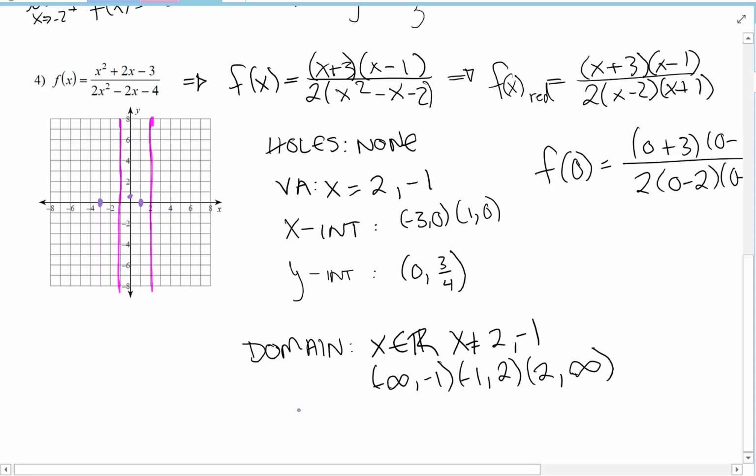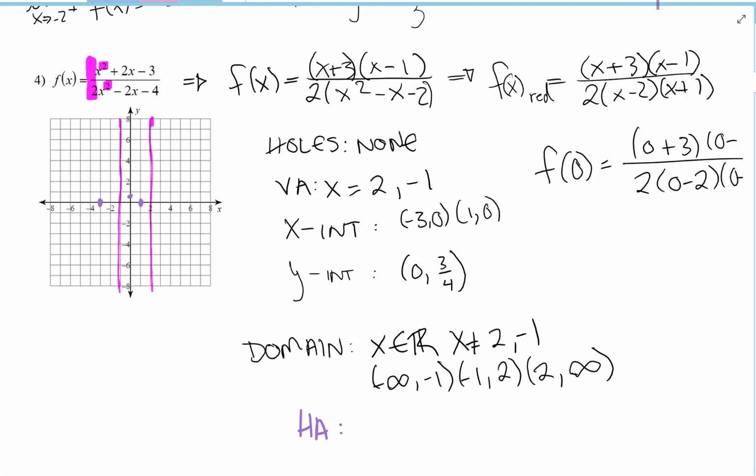And let's take a look at what our horizontal asymptote could be. We are concerned with the degree of the numerator and the denominator. The degrees are the same, so the leading coefficient of the numerator divided by the leading coefficient of the denominator is my horizontal asymptote. Y equals 1/2.